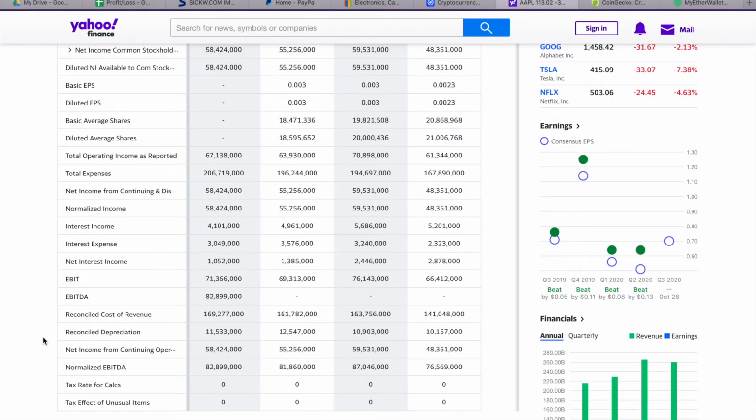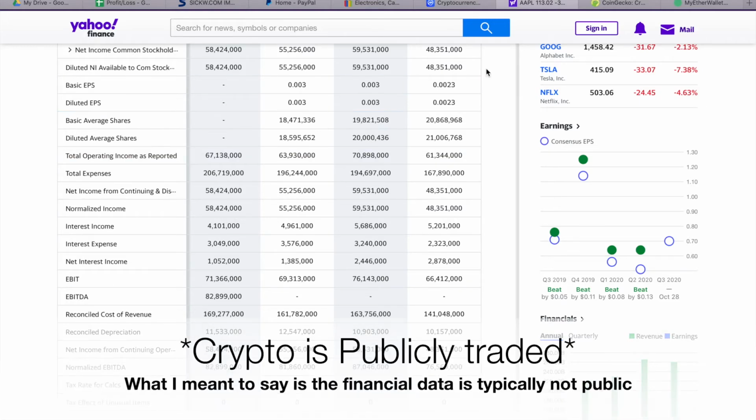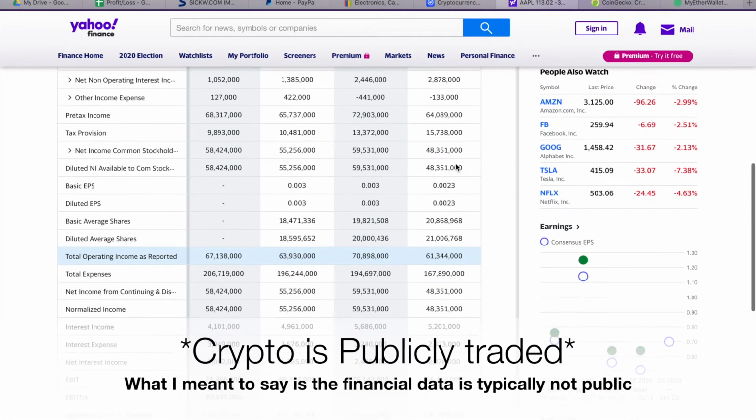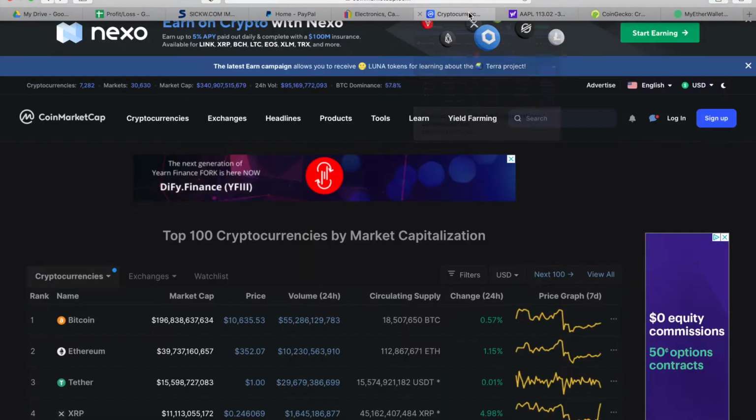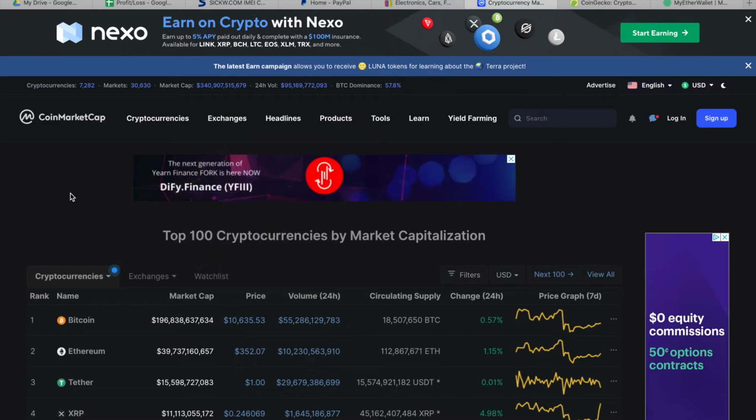With crypto, it's a little different. They're not publicly traded on legacy markets like the stocks in the stock market, but here on a platform like CoinMarketCap, we can look at a few different things and figure out if a coin is worth investing in. And so let's take a look at Bitcoin here.